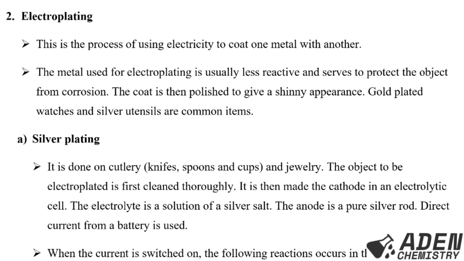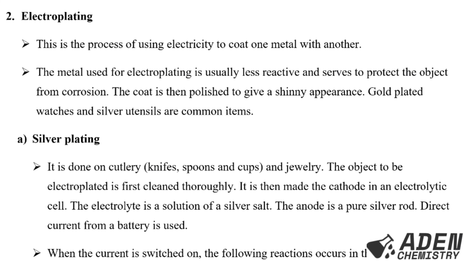Next, you are supposed to have electrodes. What are electrodes? We said electrodes are two solid materials that are dipped into the electrolyte during electrolysis. In our case, we are having the anode and also the cathode. The anode is made of a pure silver rod, while the cathode is made of the object to be plated.